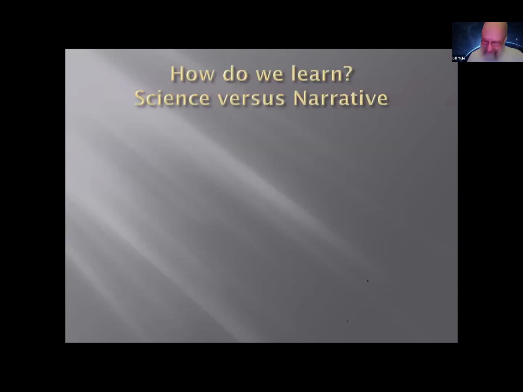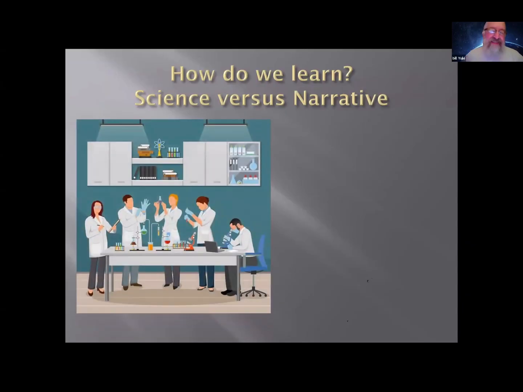So, how do we learn? What are the ways we learn? So, to me, this is what science looks like. You can see that the scientists are all geared up in their scientific gear. Someone is taking down data, someone is doing chemistry, someone is looking through a microscope.